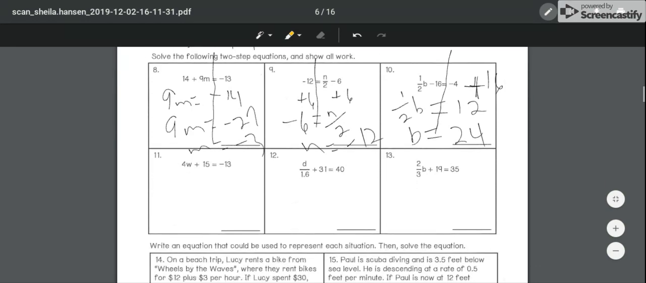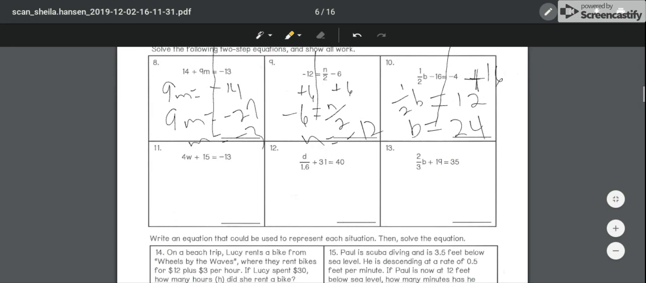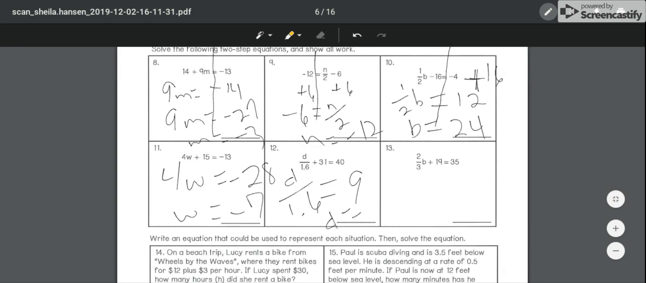Okay. Next one, you are going to subtract 15. So we have 4w equals negative 28. And then you're dividing by 4, so we have w equals negative 7. Here we're minusing 31. So we have 9, and then we have d divided by 1.6. So we're going to times by 1.6. So we have d equals 14.4.